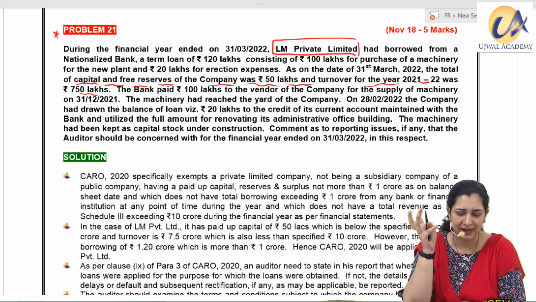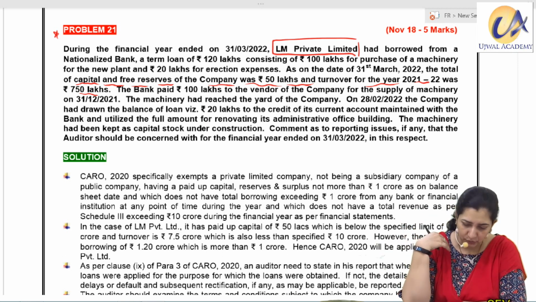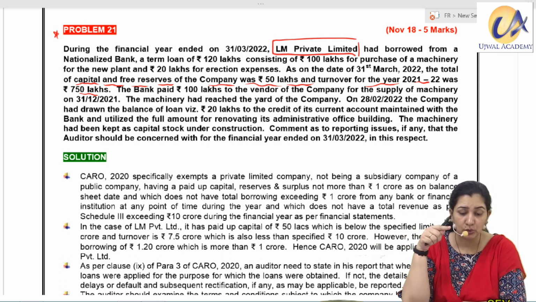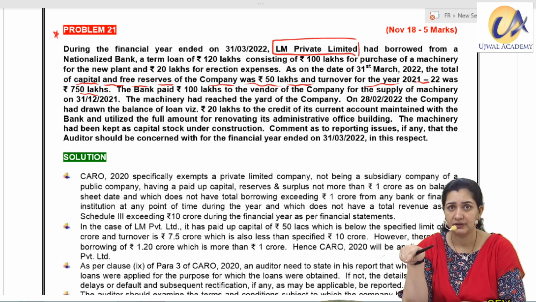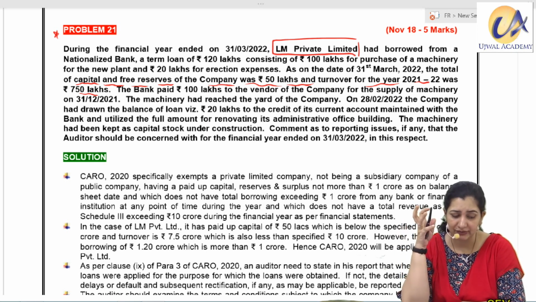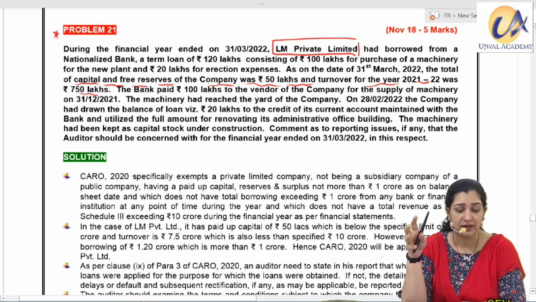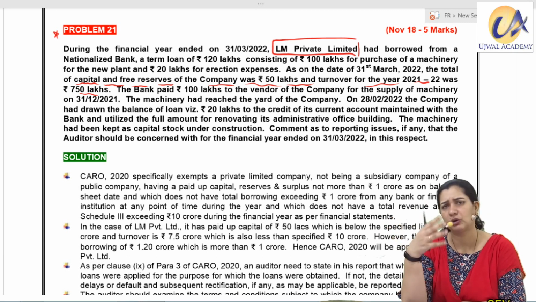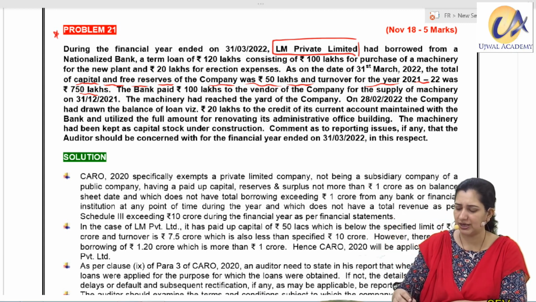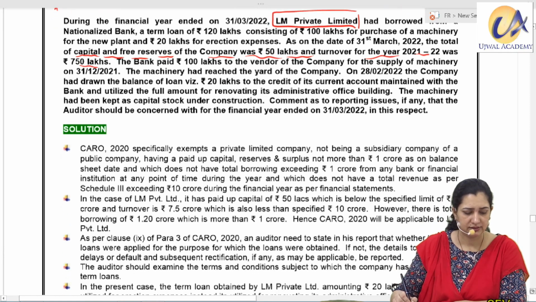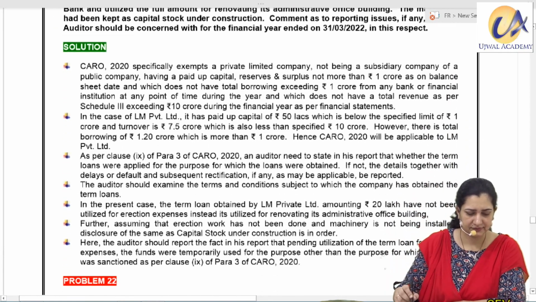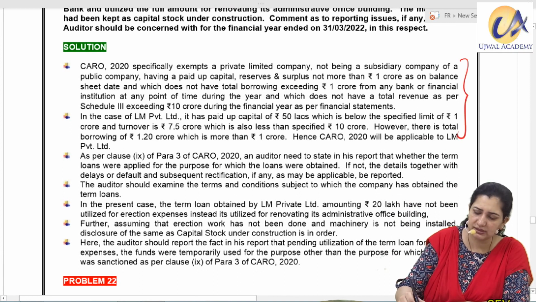Let me complete the question. Bank paid 100 lakh. So 100 lakh loan we have taken. Then on 28th Feb, the company drew 20 lakh more and utilized it for renovating the office building. So what they have done, they have taken the full amount, 120 lakh, but they used it for their office building. So is it correct? I mean, what will you do? So first I will have to see whether CARO is applicable. So this part till here, first 2 points talk about applicability of CARO.